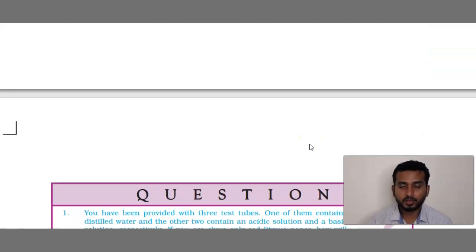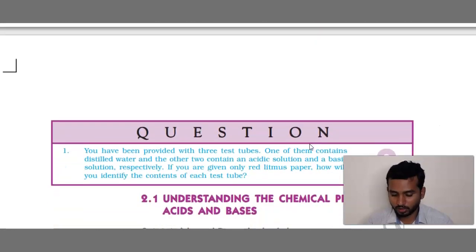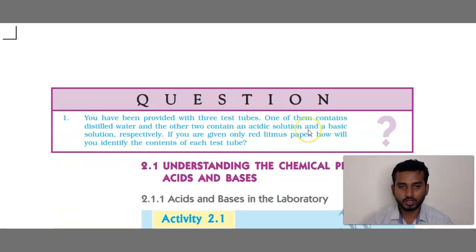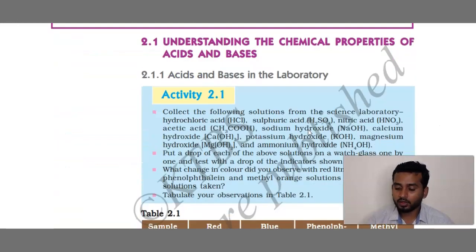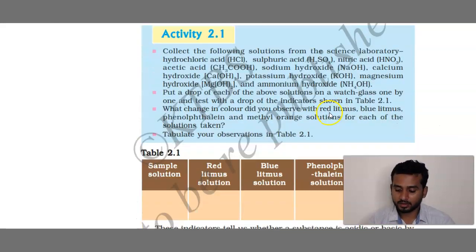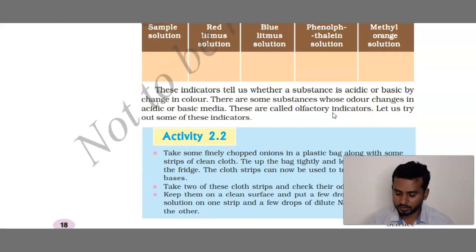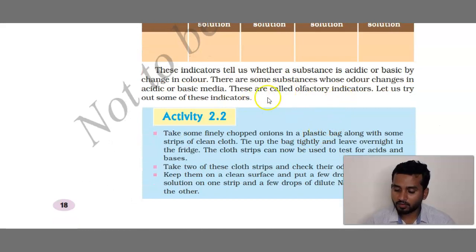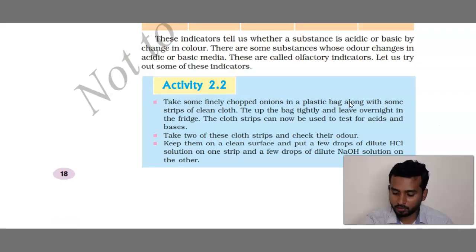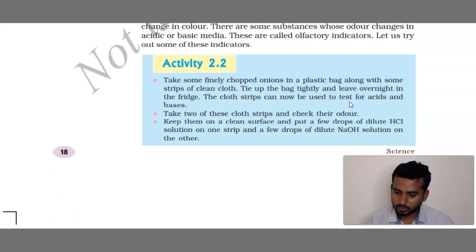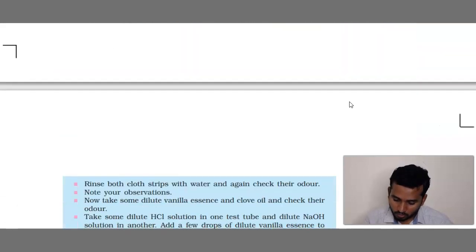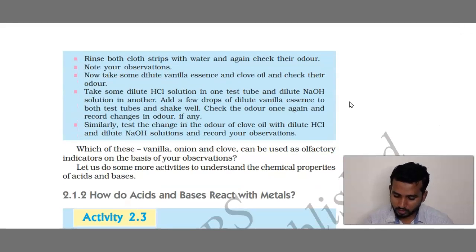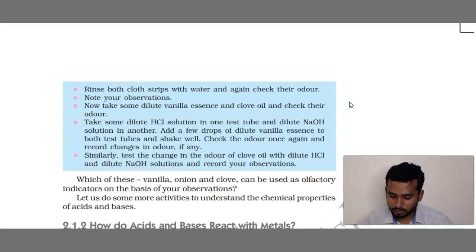From the Do You Know part, don't worry, you won't get any questions. And you can solve this question also. Next, we are going to learn the chemical properties of acids and bases. Chemical properties of acids and bases. In this we have discussed olfactory indicators, as I told you. Now we can see here.